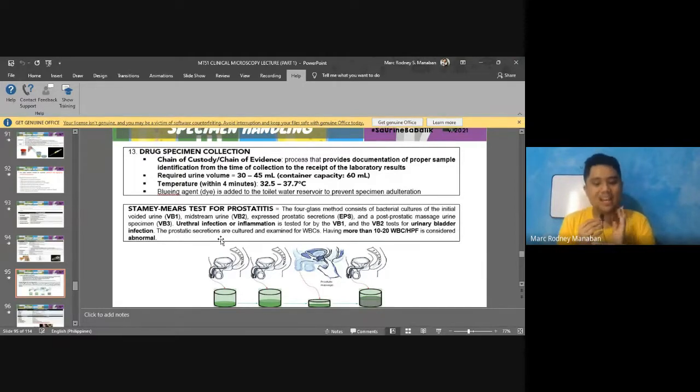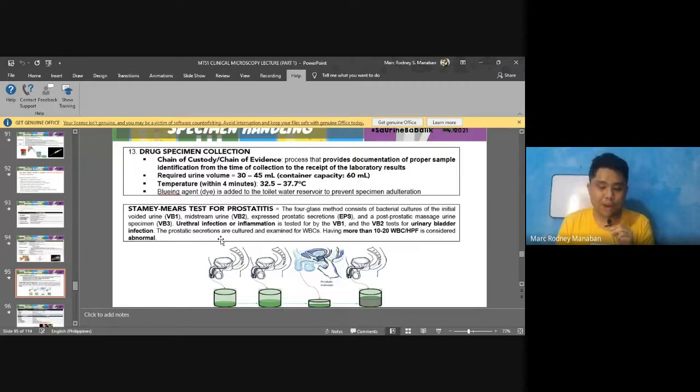Alright? Okay. Next, of course, you have the last specimen, for prostatitis. You have the Stamey-Meares test, where there are four specimens. Number one is VB1, which is the first voided urine, for the three-glass test. Second is midstream. Third is prostatic secretions. The prostate is massaged and the prostatic secretions come out, alright? And the fourth is the urine after the massage, okay?